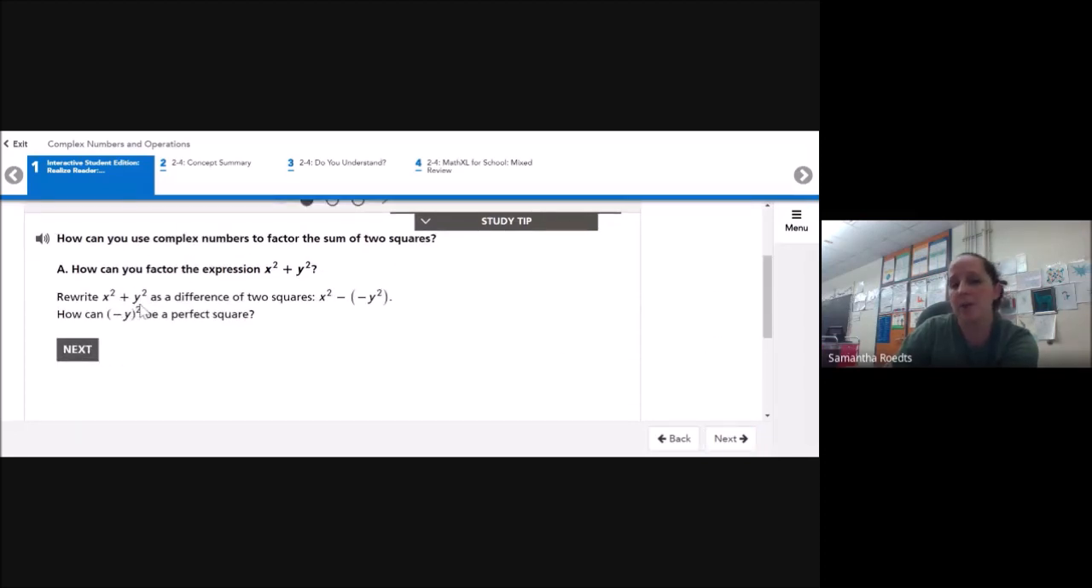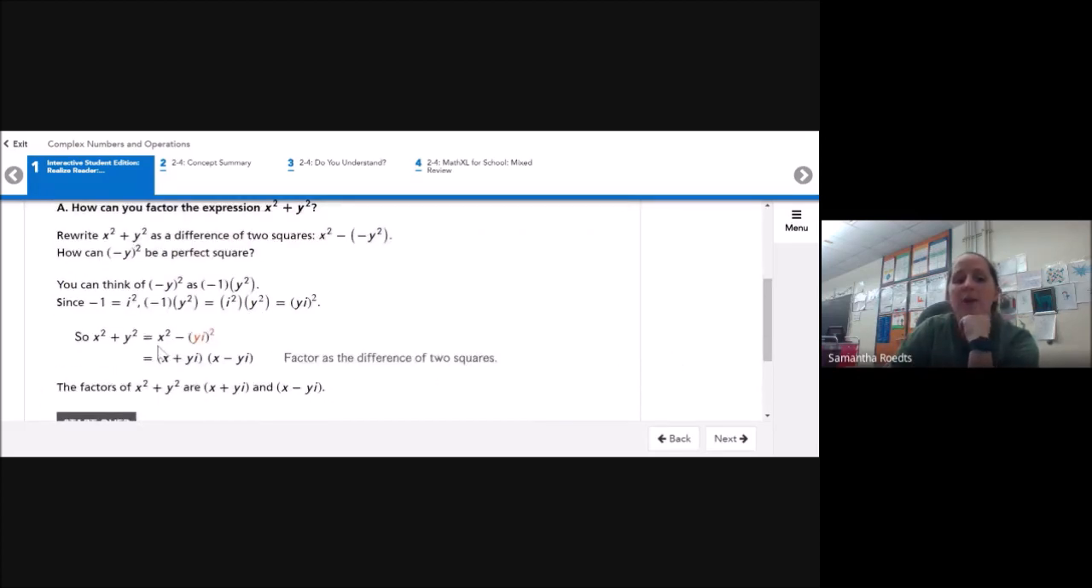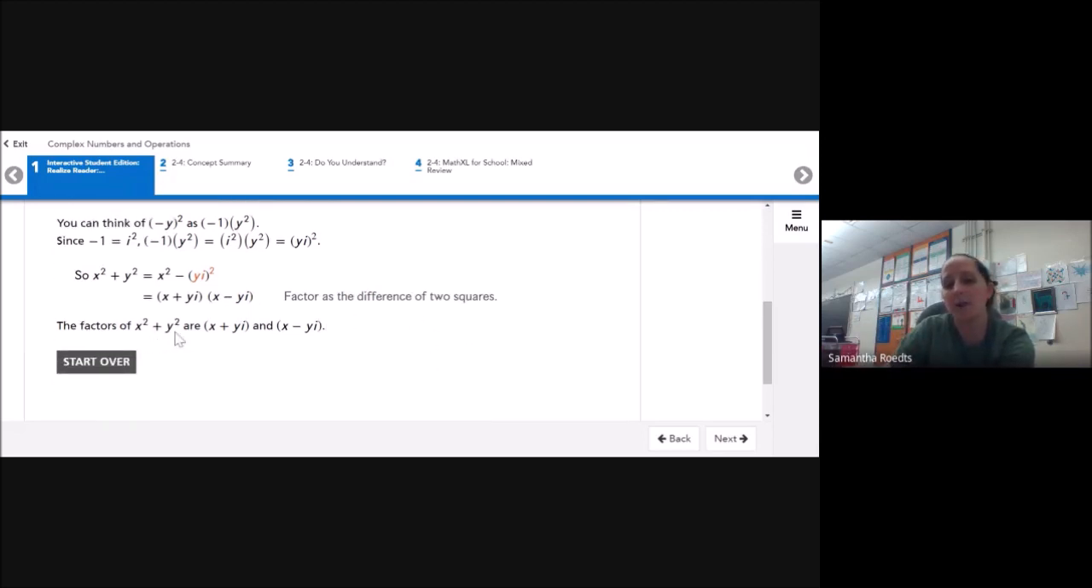I can rewrite x squared plus y squared as the difference of two squares, x squared minus a negative y squared. And then how can negative y squared be a perfect square? You can think of negative y squared as negative 1 times y squared. Since negative 1 equals i squared, negative 1 times y squared equals i squared times y squared equals yi squared. So x squared plus y squared equals x squared minus yi squared equals x plus yi times x minus yi, which is the factor as a difference of two squares. The factors of x squared plus y squared are x plus yi and x minus yi.